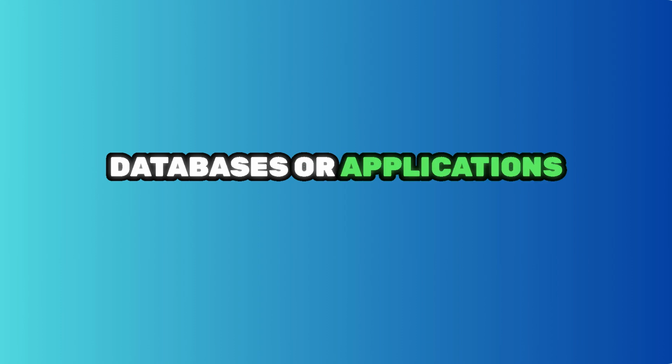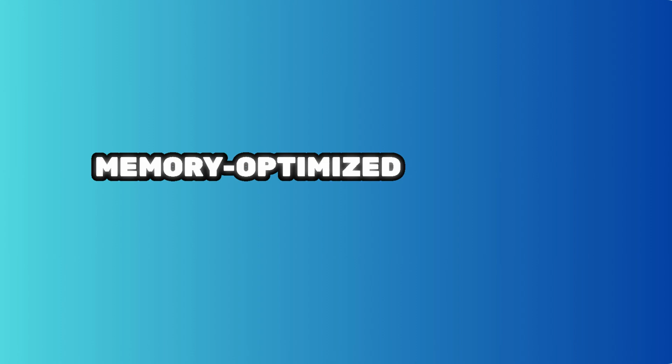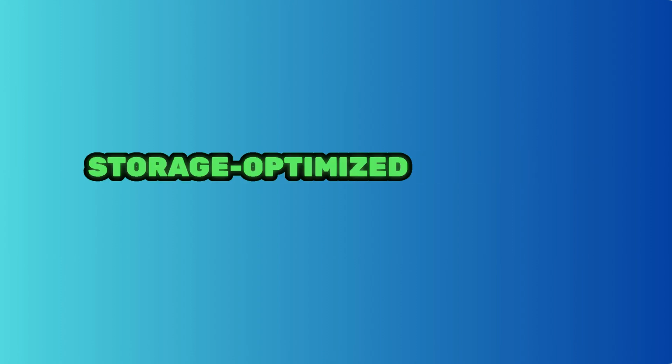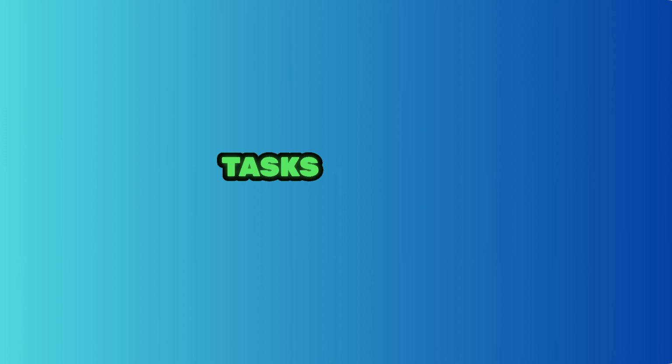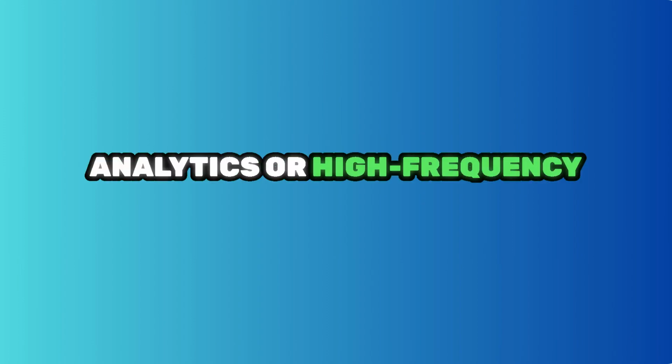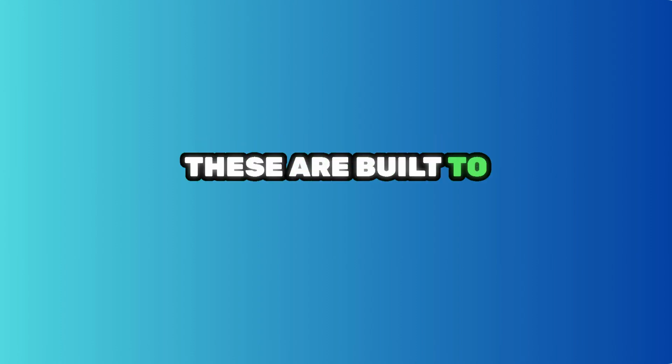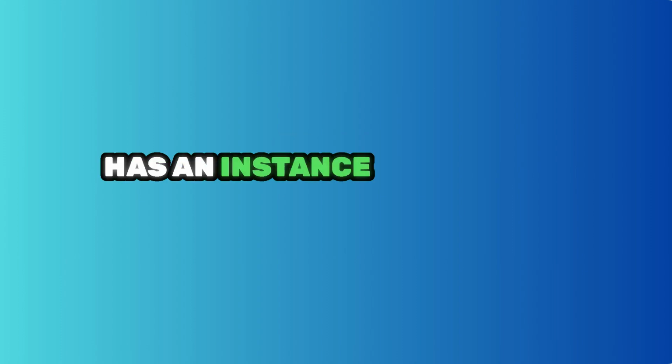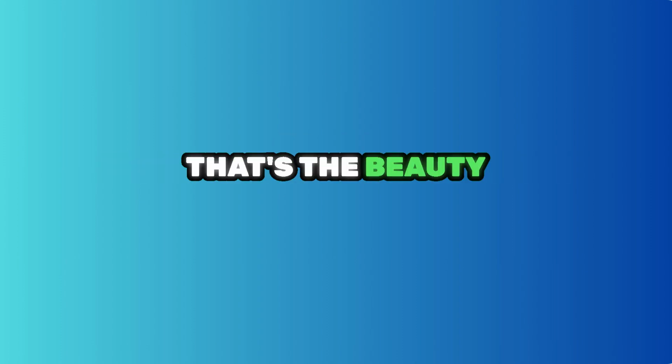Memory-optimized instances. If you're dealing with large databases or applications that need tons of RAM, memory-optimized instances are perfect for that. Storage-optimized instances. Think data-heavy tasks like big data analytics or high-frequency transaction systems. These are built to handle a lot of read/write activity. Accelerated computing instances. These come with GPUs or specialized hardware for machine learning, video rendering, or even cryptocurrency mining. So whatever your needs, EC2 has an instance type that's tailored to it. That's the beauty, flexibility for all kinds of applications.